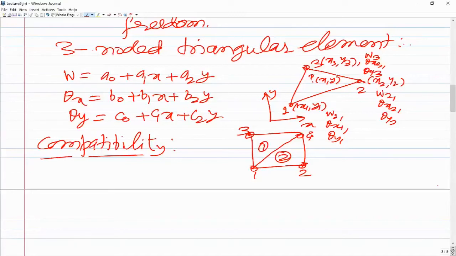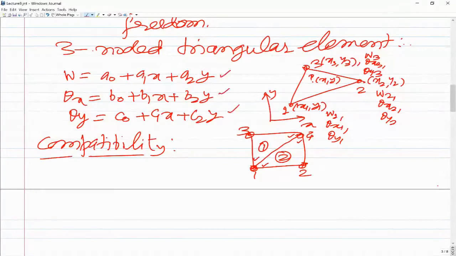At nodes 1 and 4 we will have common degrees of freedom in element 1 as well as element 2. W, theta x and theta y would be common at node 1 for both the elements. Similarly at node 4, w, theta x and theta y degrees of freedom would be common to element 1 as well as element 2. Now what would be the in-between variation? The equation of line 1 4 is y equals mx plus c. If you substitute in these expressions, you will find that these are going to be linear in x.